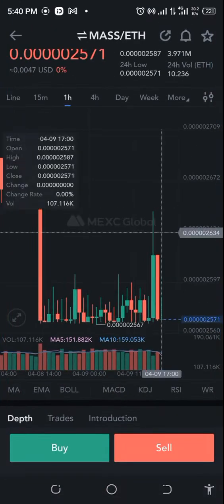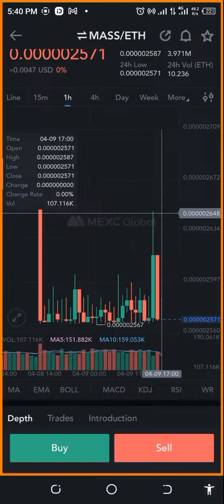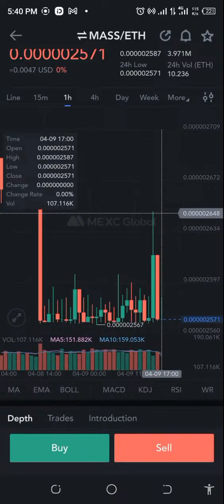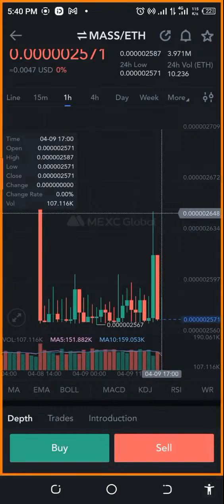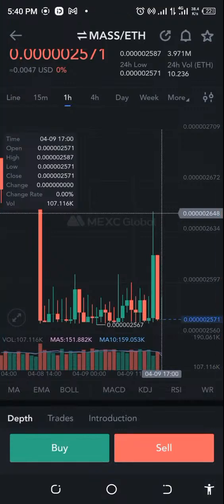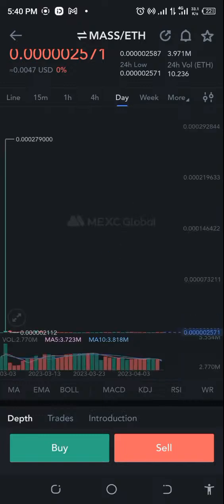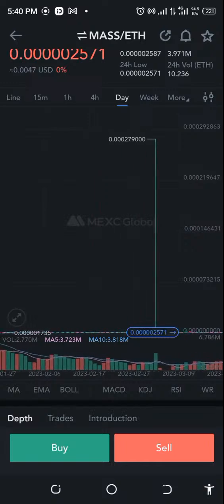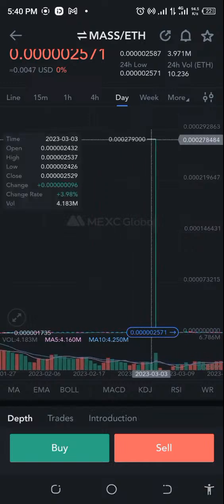And so it was quite difficult to buy. Let me see what this is. This is like 2648. It went high. And now we're back at 2571. Okay, for the past, let's go to 1 day and see what I'm talking about. You can see how high it went. Yeah, that's really high.